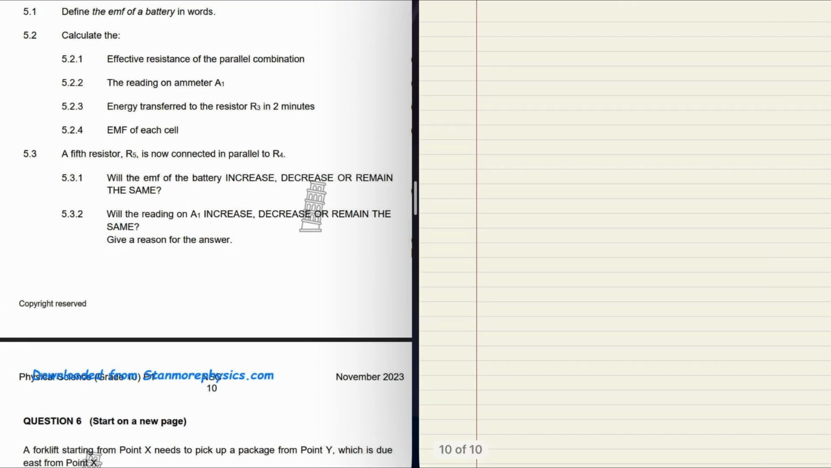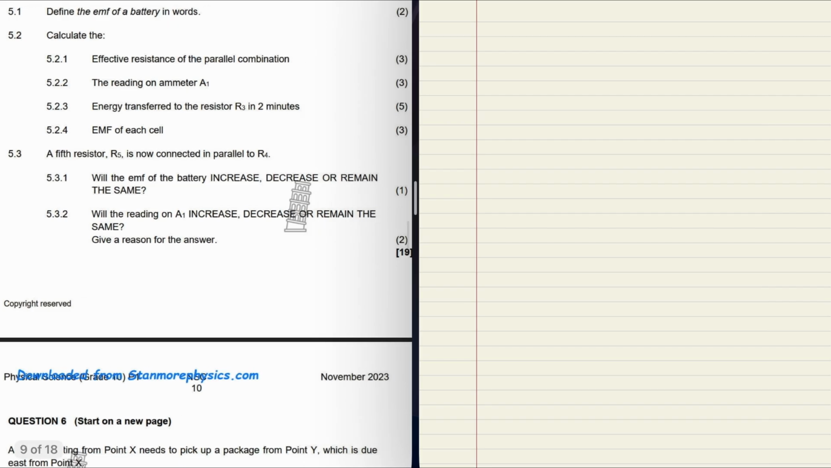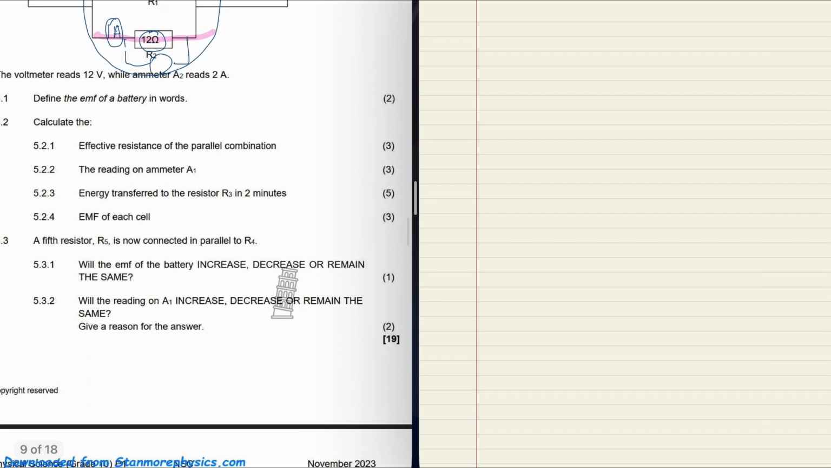A fifth resistor, R5, is now connected in parallel to R4. Will the EMF of the battery increase, decrease, or remain the same? So 5.3.1, the EMF of the battery is going to remain the same. It's not going to change, right? Because that's the battery. The EMF of the battery is the EMF of the battery.